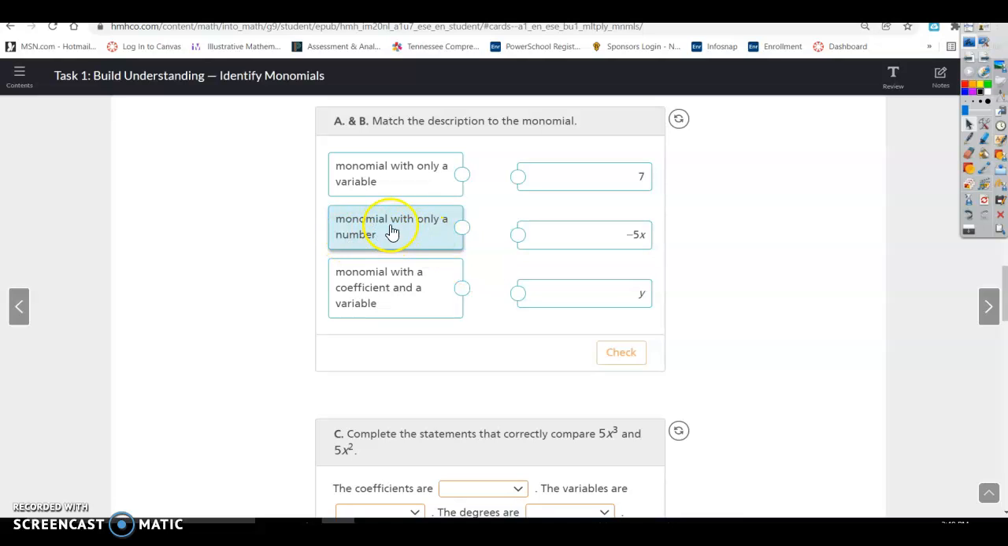All right, match the description to the monomial. A monomial with only a number. I don't know why I jumped to the second one first, but I did. A monomial with only a variable. And the monomial with a coefficient and a variable would be this one.